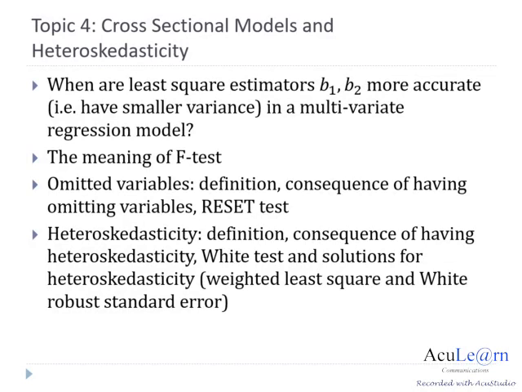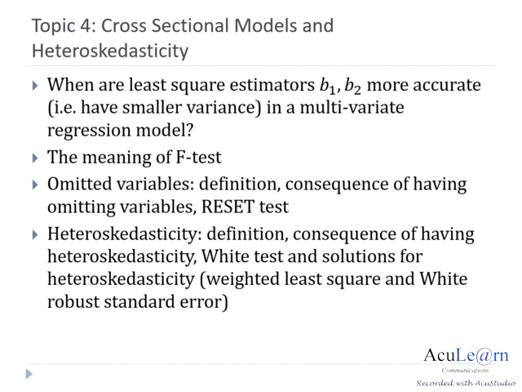And after that, here we have cross-sectional models and heteroscedasticity. By cross-sectional model, we mean a multivariate regression model. When we did the review, it was mainly about so-called simple regression, which means that you only have, let's say, one x variable on the right-hand side of the equation. But in this cross-sectional part, when you have a multivariate regression model, it means you have more than one independent variable, more than one x variable.